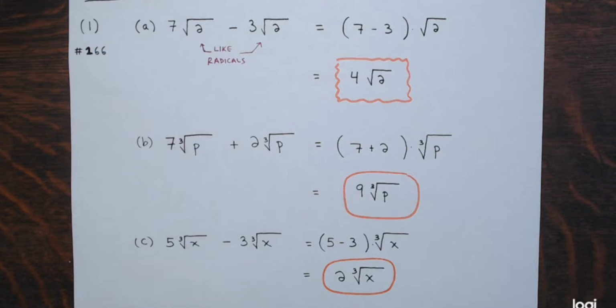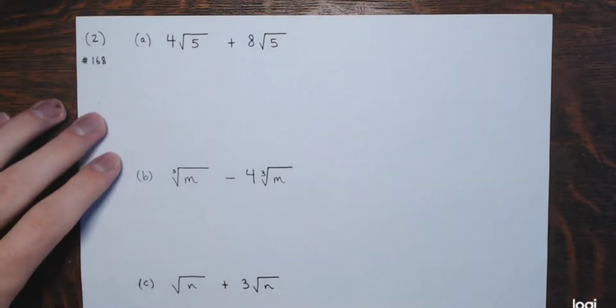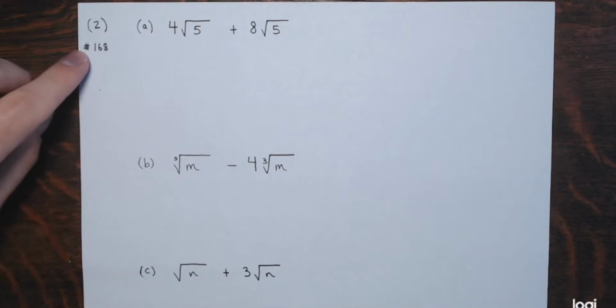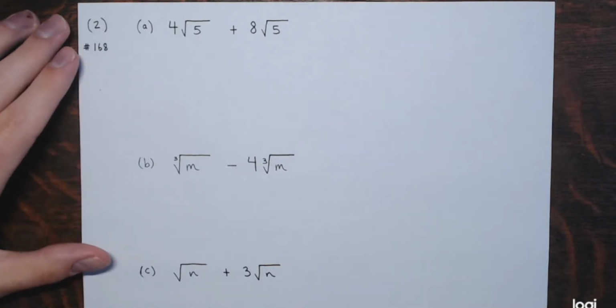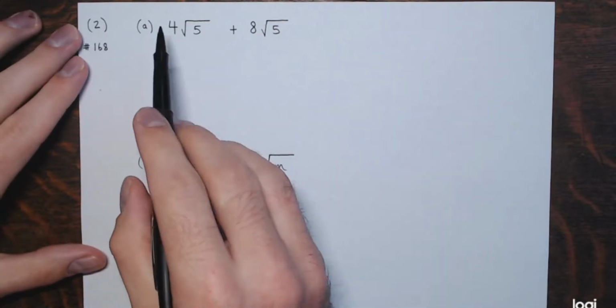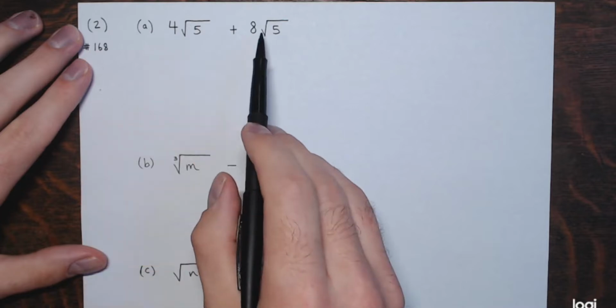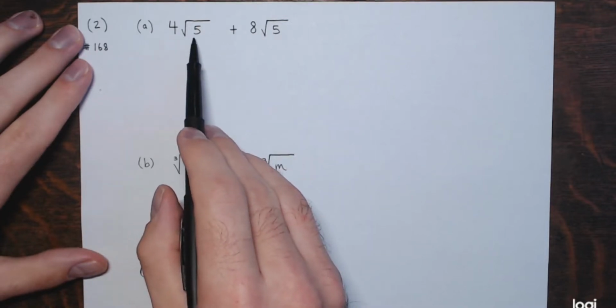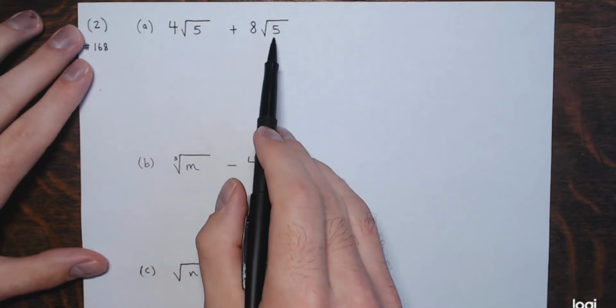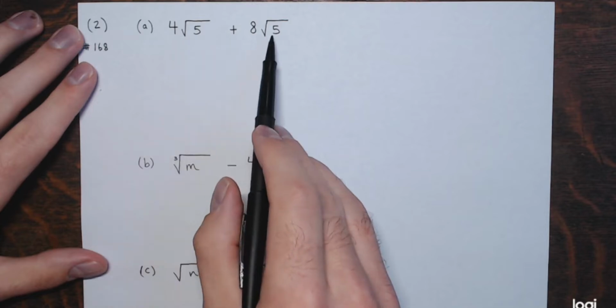Number 2, which is exercise 168. Right, number 168. Pretty much the same thing. All right, nothing too crazy here. Nothing changing really. Part A, we're asked to add and simplify. Well, we have 4 times the square root of 5 plus 8 times the square root of 5 again. So these terms have like radicals as well.